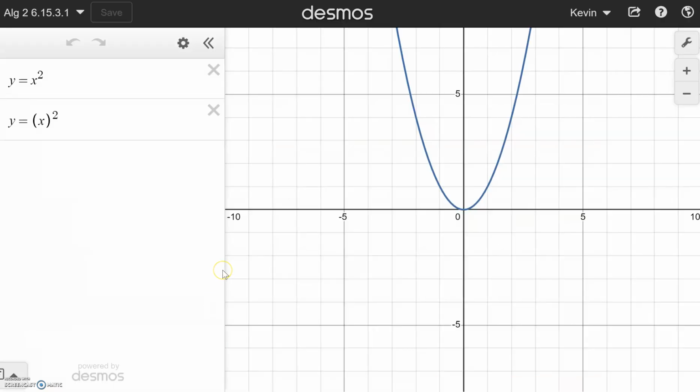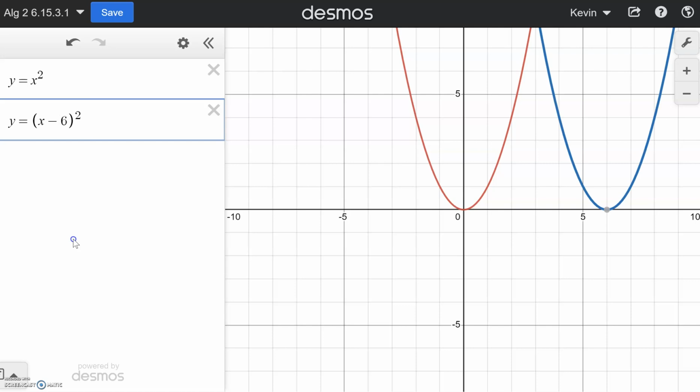So I went to Desmos. Here's Desmos, and this red graph is x squared. We can see that the red graph there is x squared. What we want to figure out is what happens when I add or subtract things inside the parentheses. So I'm going to switch over to the blue graph, and we'll start by subtracting things. If I subtract 6, look what it did to the graph. It took my x squared graph in red here, and it moved it 6 units to the right.